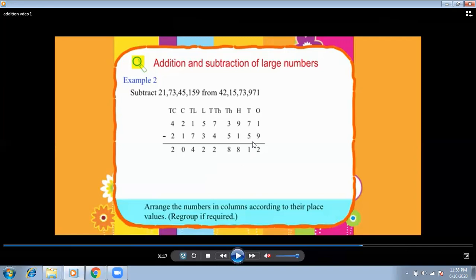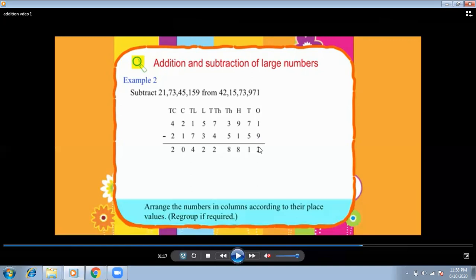I'm again repeating. Number one, you will check the bigger number, then you will write it upside. Number two, you will arrange your numbers in the place value chart. Don't forget to write the place value on the top of your number, so it's easy for you to write the numbers in their respective columns. And the last one, you will start solving your sums from the ones place. Now here it is not possible to subtract 9 from 1, so it will carry 1 from 7. It becomes 11.